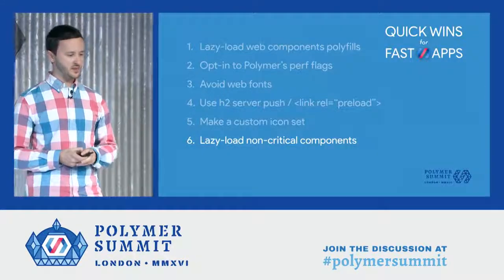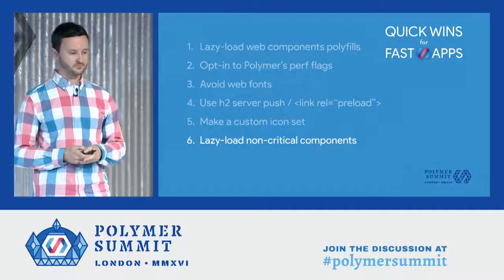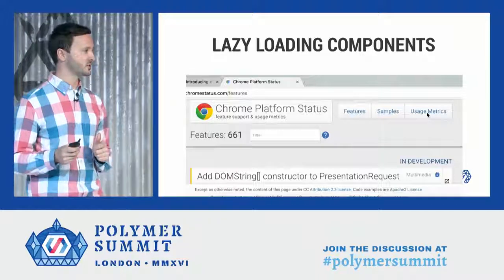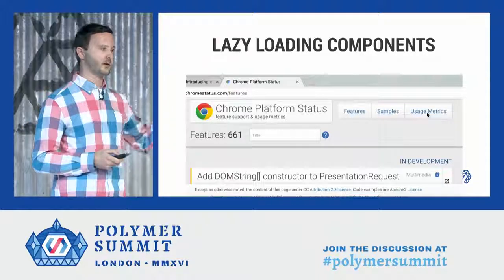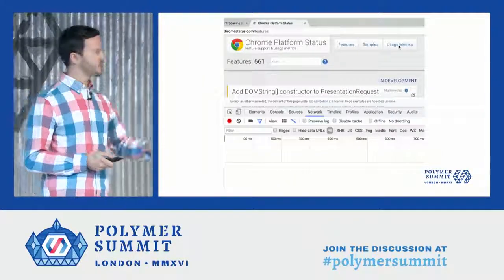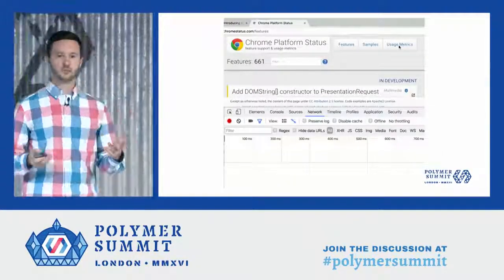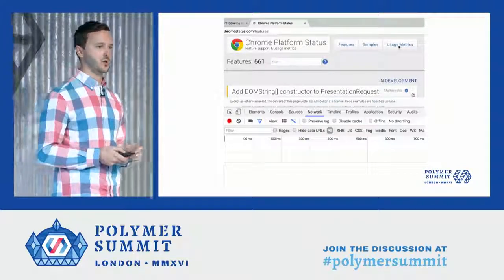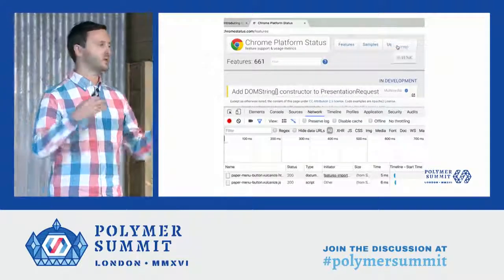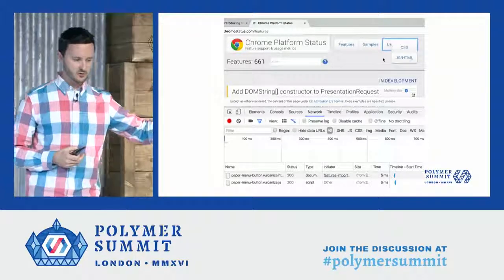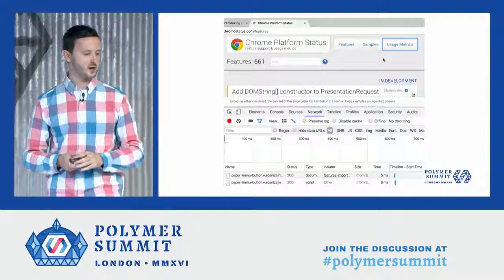Number 6 is lazy load non-critical components. Now, I'm not going to talk about the mechanics of how to do this. Steve, the next presenter, is going to. But I want to show you how we're leveraging it in a real app on Chromestatus. So this usage metrics button here is actually a web component. And when the user clicks it for the first time, that's when we actually load the import for these web components inside of it. So you can see what happens in the network tab. That's when the paper menu, vulcanized bundle, and JavaScript file come down.